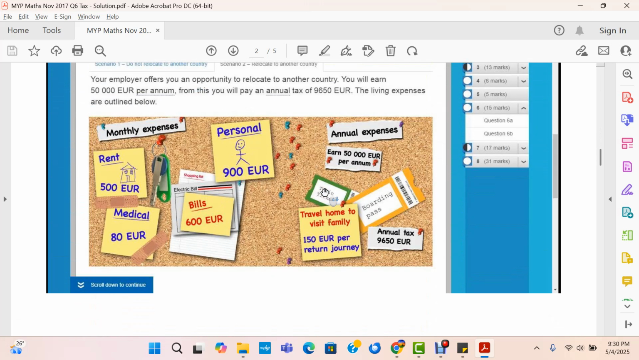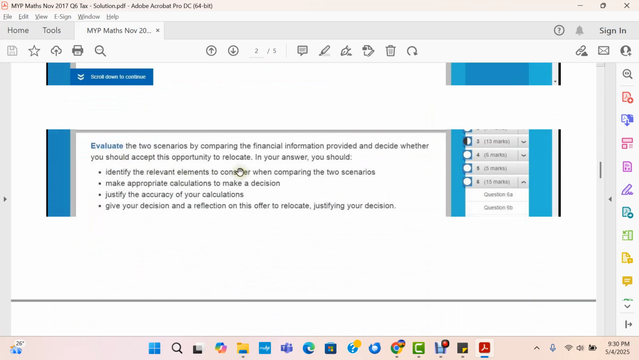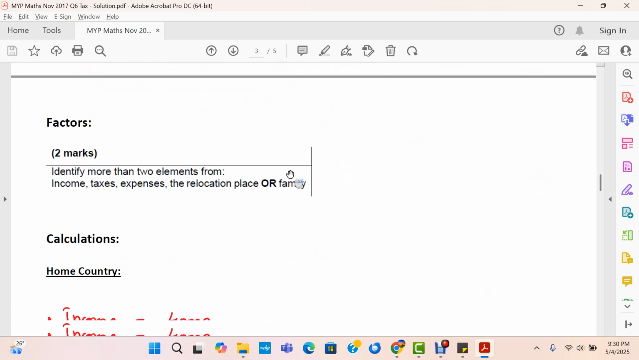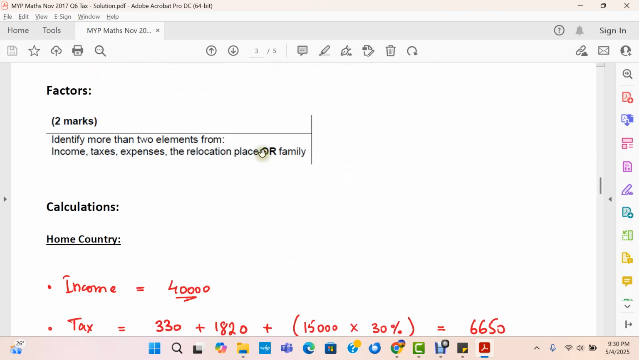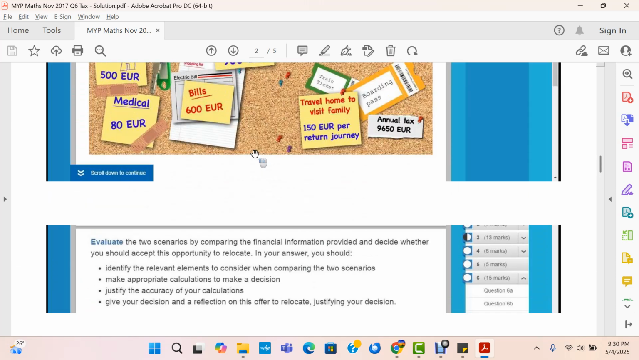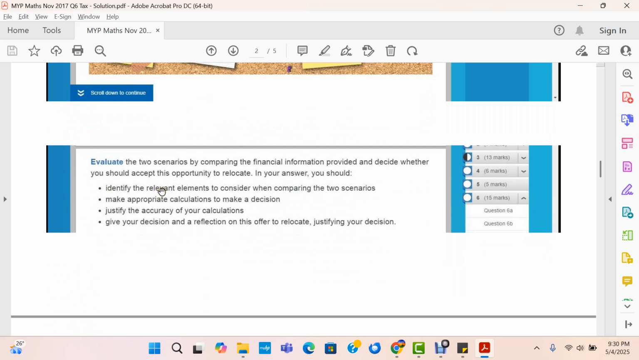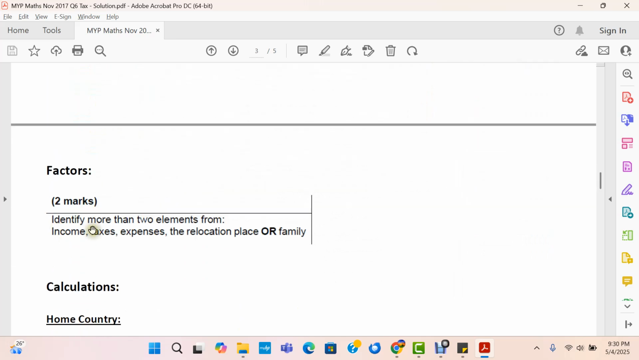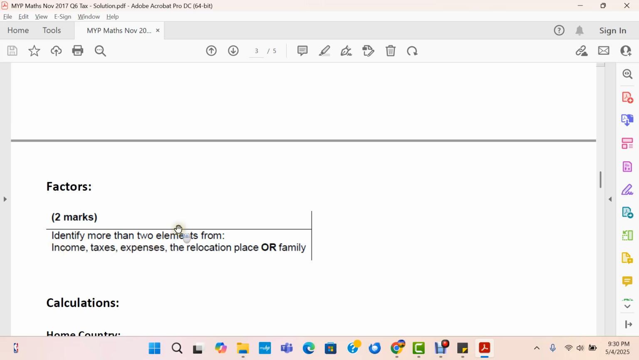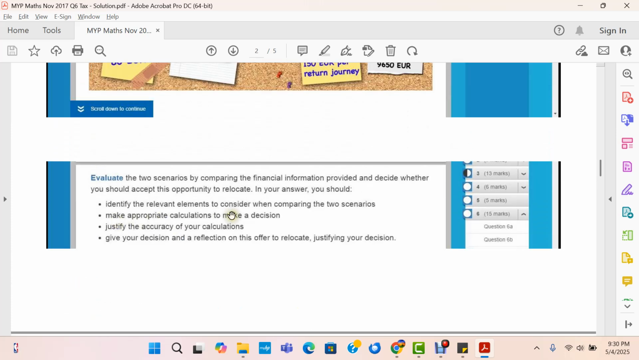So let's try and look at the bullet points. Identify the relevant elements. Elements means factors that you will consider while comparing the two scenarios. You're going to consider the costs, you're going to consider the income, and you're going to consider other factors also, like your family or the place that you are relocating to, because that also matters, and that's logical. Even if that wasn't mentioned anywhere, it's totally logical. When you say cost and expenses, just do mention what you mean by them. Okay, income, expenses, and so on. Make appropriate calculations to make a decision.